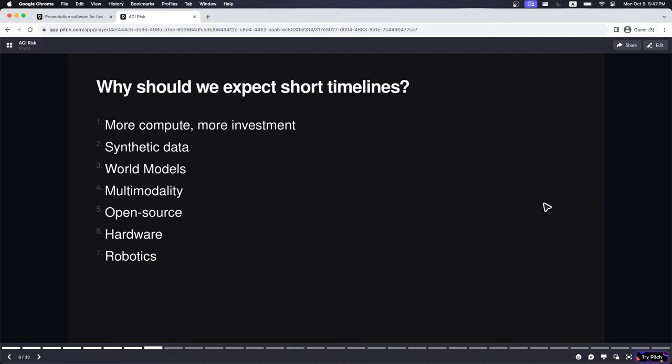There's open source. Open source, like Meta AI and like Mistral, is catching up to the best closed source language models. There's hardware. The CEO of NVIDIA estimated that there will be a million times improvement in AI chips by the end of the decade. And then there's robotics. Robotics has been much slower than the rest of the AI world for a long time, but it's catching up.